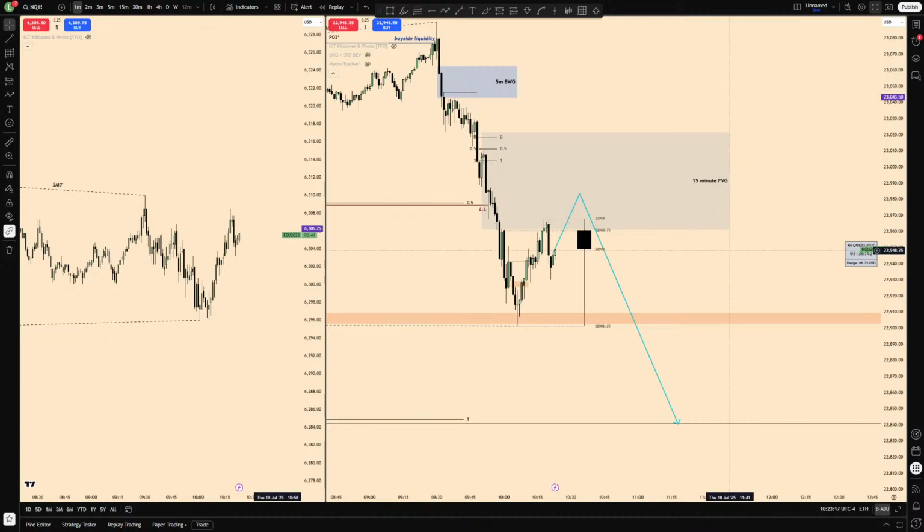I prefer if we got an internal sweep SMT and then a breaker kind of deal with this. See, this 1 minute gap could just hold and inverse the 5 minute, and that might be it, because we've already had the change in state.